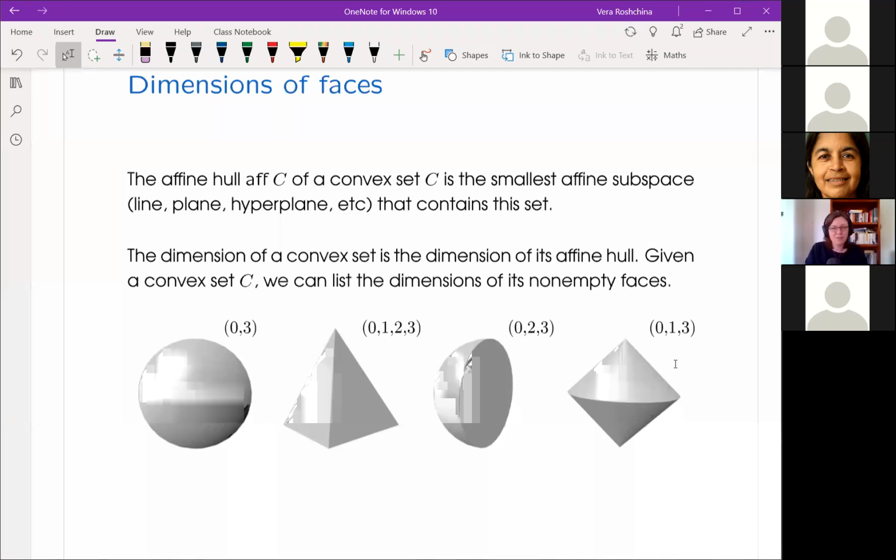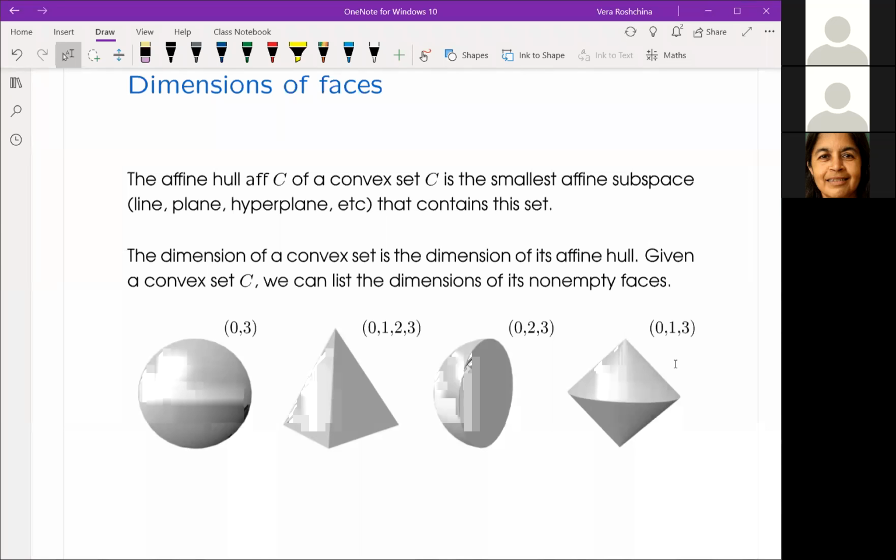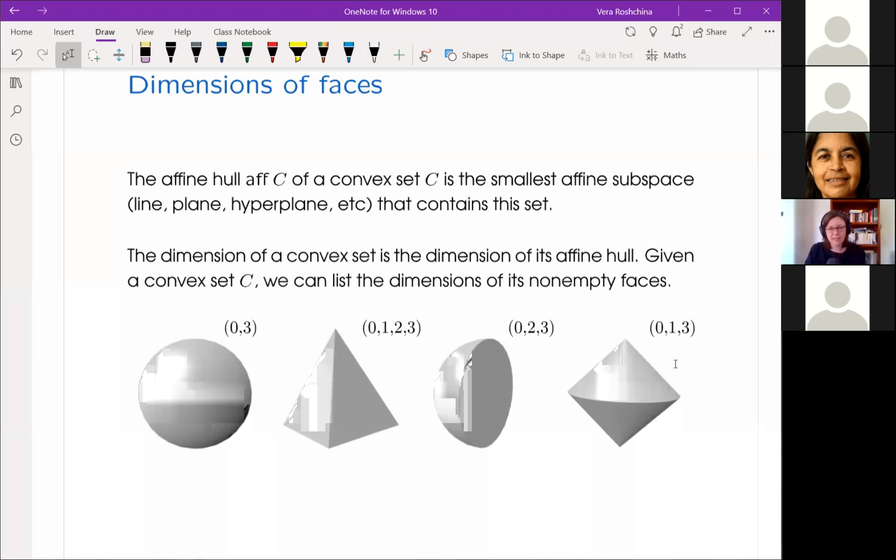Nalini, yes, thank you for your comment. I'm considering convex sets in all dimensions, but only in finite dimensions, only finite dimensional real Euclidean space.